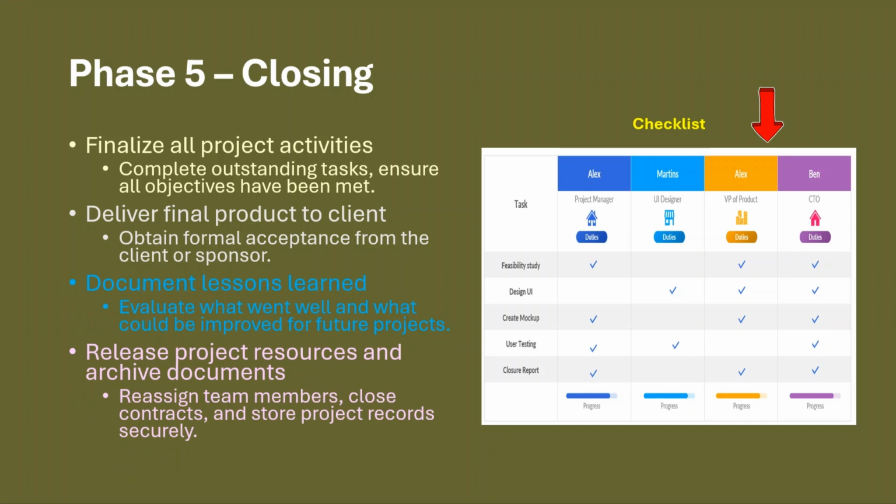A helpful tool at this stage is a project closure checklist, like the one shown here. It outlines who is responsible for what tasks and tracks whether each item has been completed. This ensures nothing is missed during wrap-up.